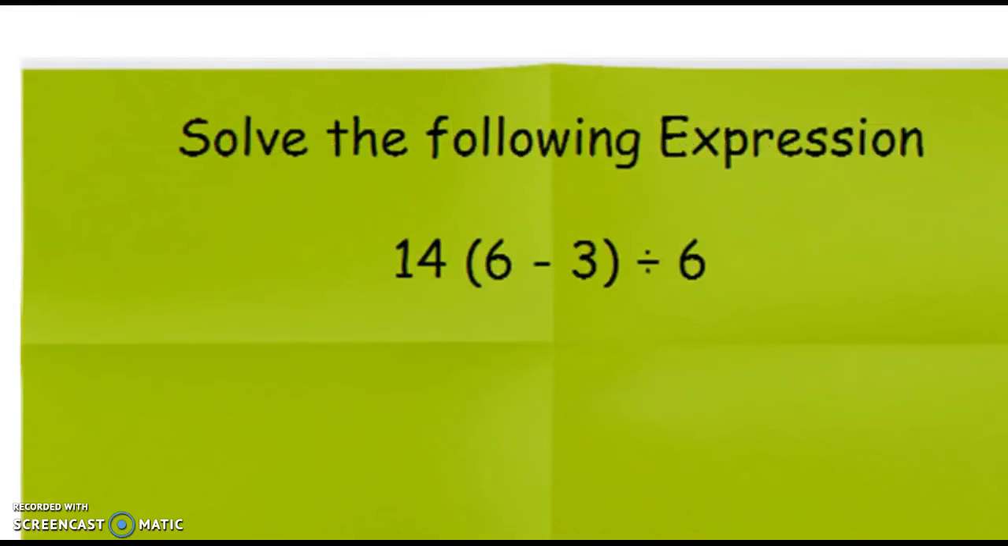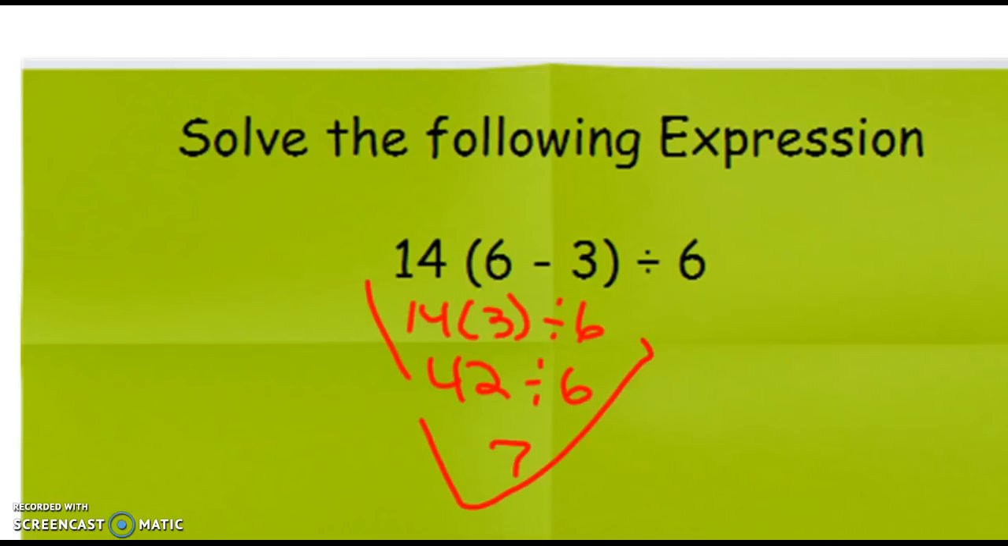Next one says to solve the following expression. I'm going to start inside my parentheses. 6 minus 3 is 3, so I'm going to rewrite. I have 14 times 3 divided by 6. Multiply first. 14 times 3 is 42. Divided by 6, my answer will be 7. You need to make sure on your test that you are showing all of the work.